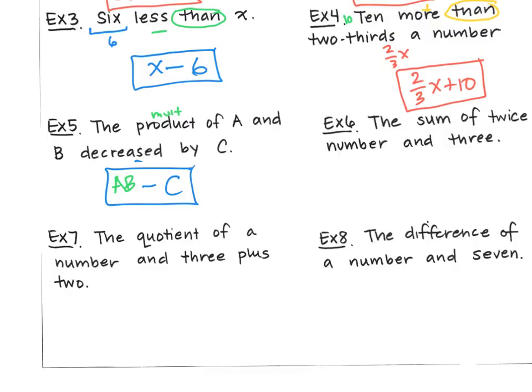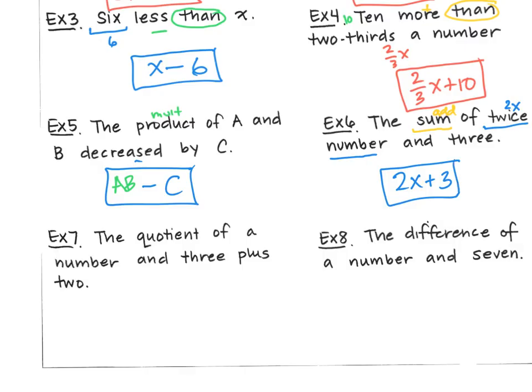I'm going to go to example 6. Example 6 says the sum of twice a number and 3. Where is sum? Sum is on the list for add. So I'm going to add twice a number and 3. If you remember, twice a number is 2 times x. So I'm going to add 2x and 3.